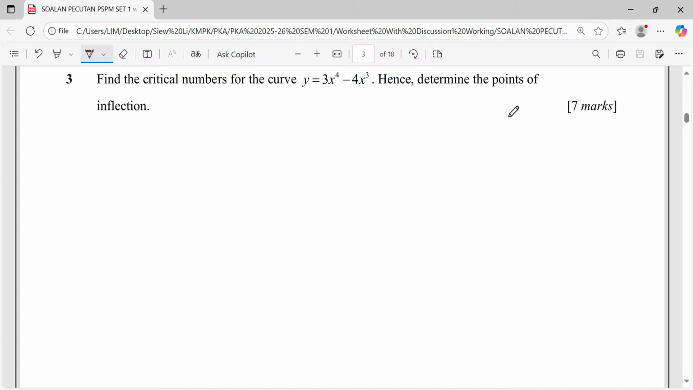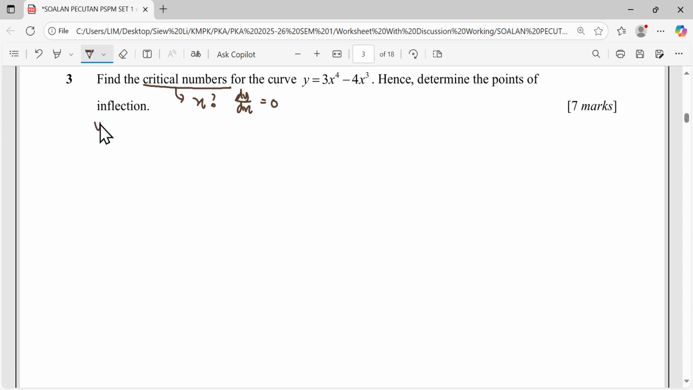Hi everyone, for this question they ask us to find the critical numbers for the curve y equals 3x^4 minus 4x^3, hence determine the point of inflection. So critical numbers here refers to your x. What is your x here? A critical number occurs when dy/dx equals 0, which is when the gradient of the tangent equals 0.